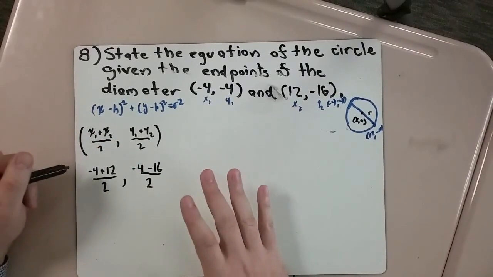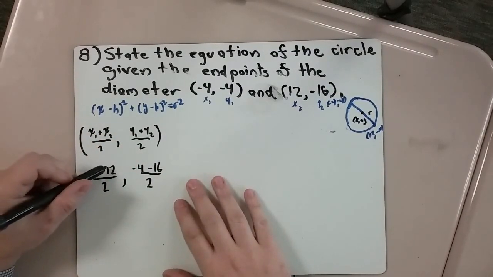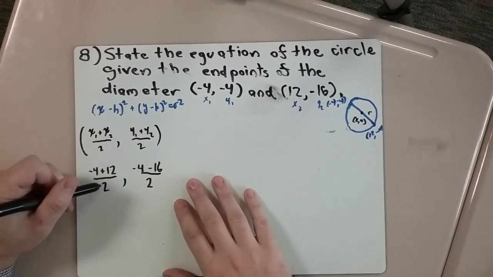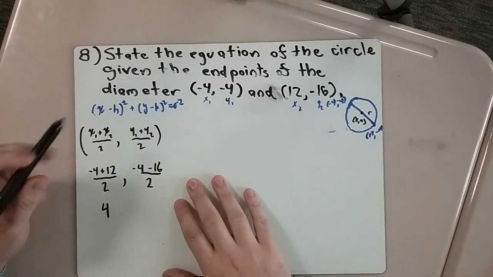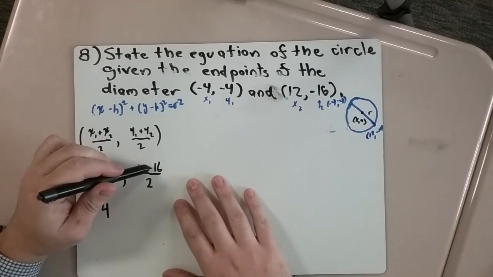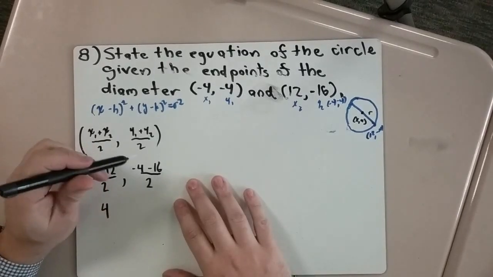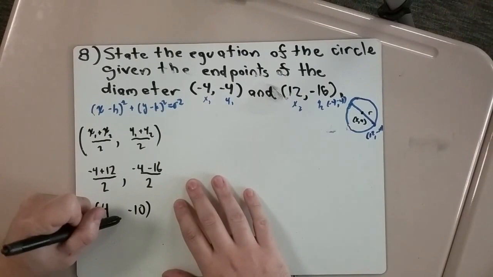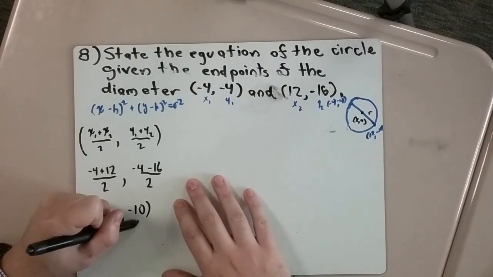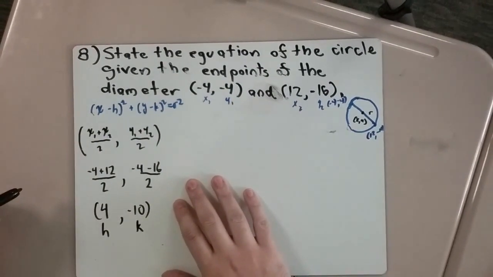I can punch that right in the calculator, but I know that -4 plus 12 is 8. Then divided by 2 is 4. -4 minus 16 is -20. Then divided by 2 is -10. Okay, so this is my h and this is my k. Next, I need the radius.